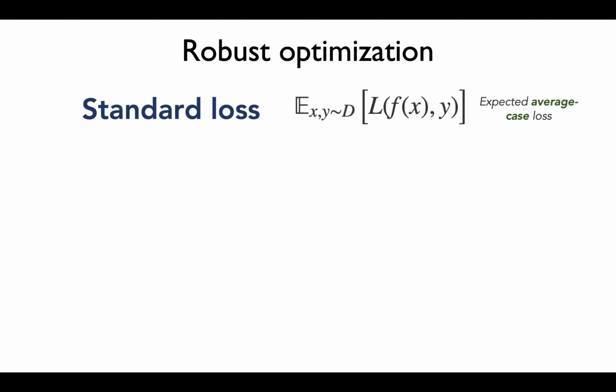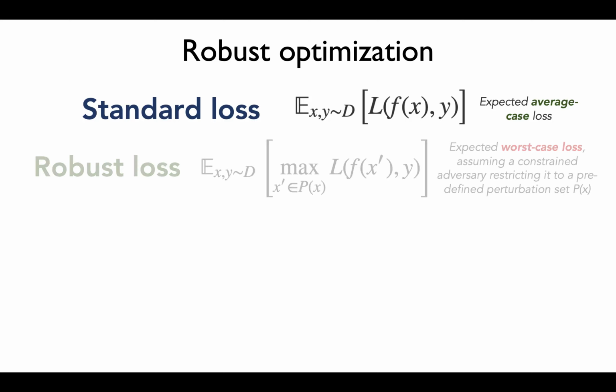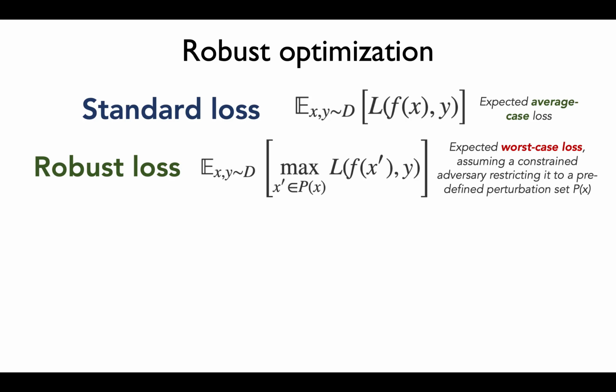So I've talked about robust optimization. When we talk of robust optimization, we can differentiate between the standard loss of deep neural networks and similar models. These standard losses are defined in an expected, average-case sense. So for example, you are making claims about what you expect to see on average. But when we talk of robust loss, this is defined differently. Here, we are talking of the expected worst-case loss.